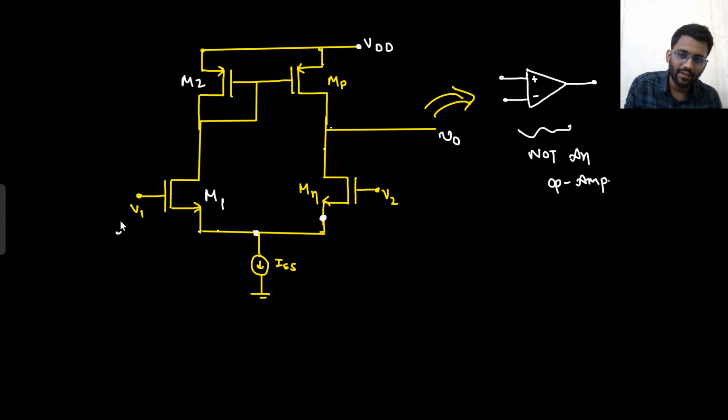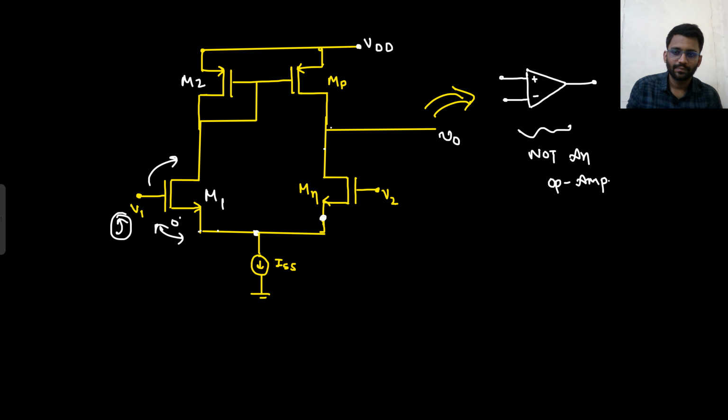Look, what will happen if V1 increases? From here to here, this is common drain. If you are going from gate to source, there is no inversion. There is 0 degree phase shift. Do you remember this thing? From here to here, there is 180 degree phase shift. And from here to here, there is 0 degree phase shift. I hope you remember this thing, right?